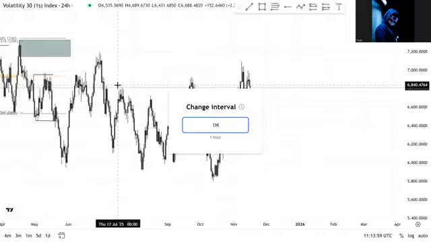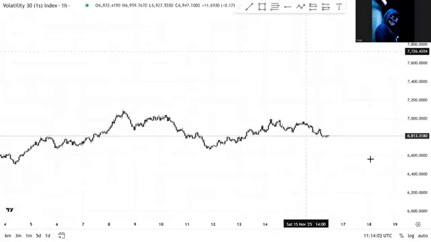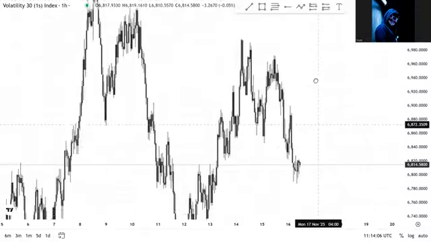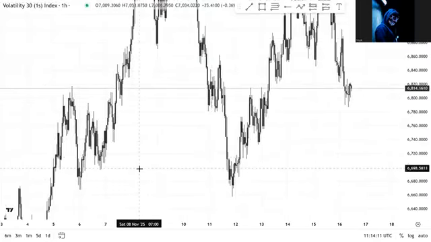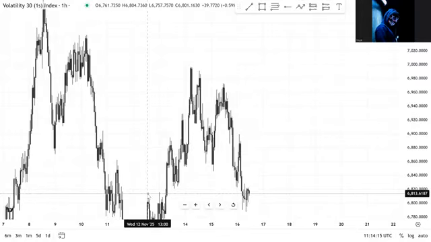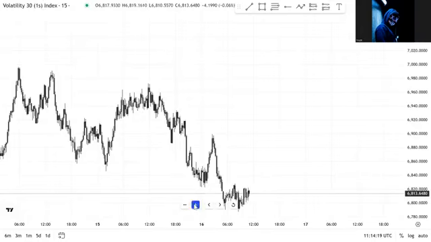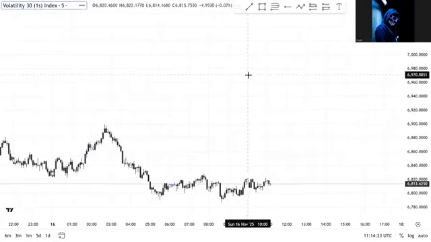Let's check the 1 hour time frame. So it's all about time frames. If you can navigate through the time frames, there's no problem here. It's all about time frames. 15 minutes, let's see. We are bearish on the 15 minutes time frame. Let's show the 5 minutes time frame to see for setups.